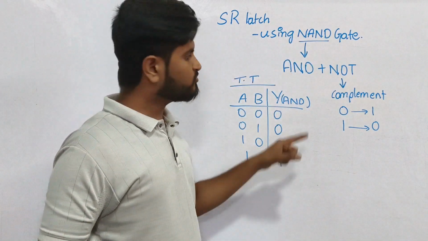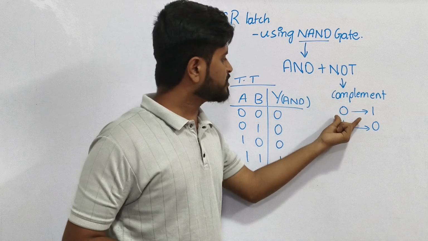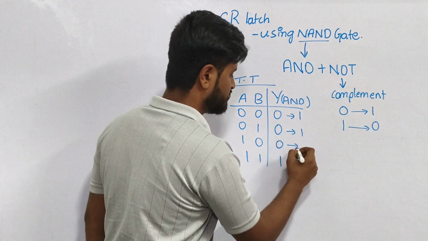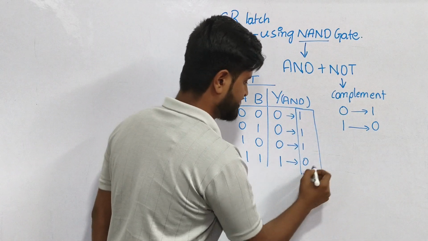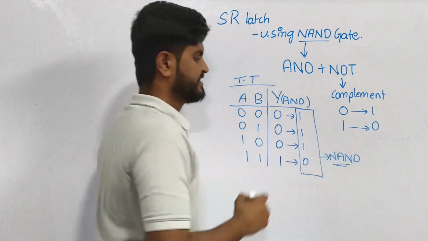But in NAND gate, the NOT gate which is in front of AND gate will complement. That is, it will convert 0 to 1 and 1 to 0. So this is the NAND gate. These are the outputs of NAND gate.